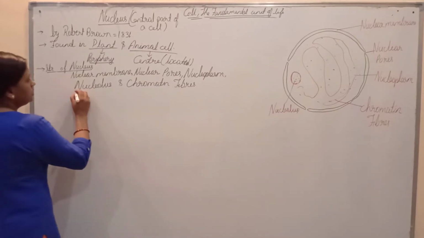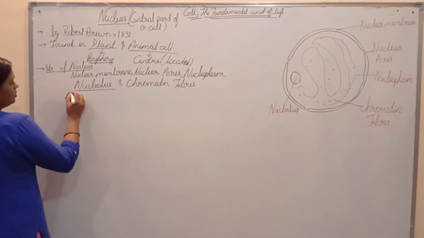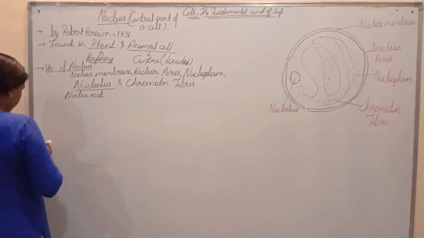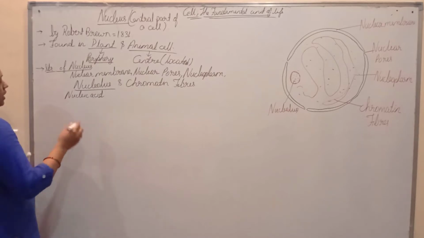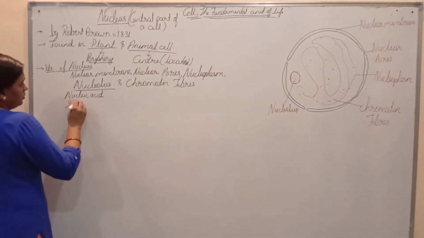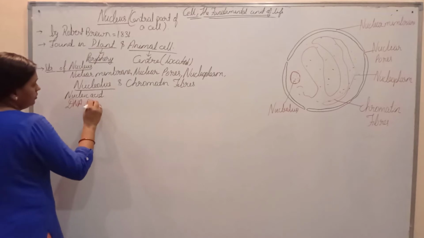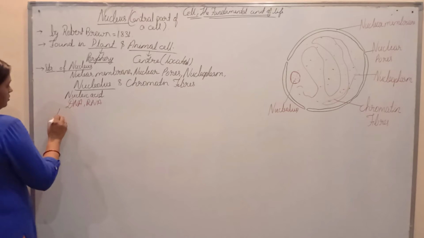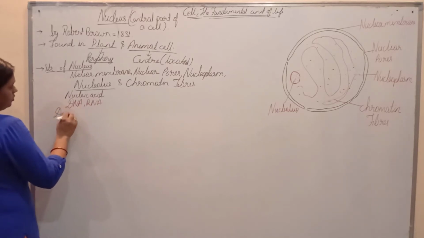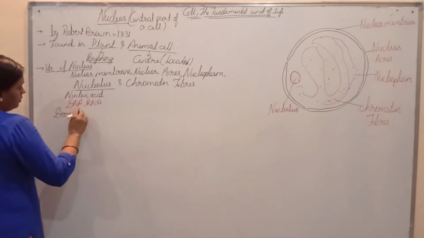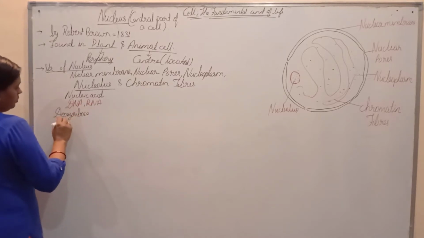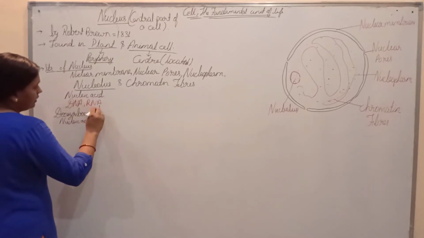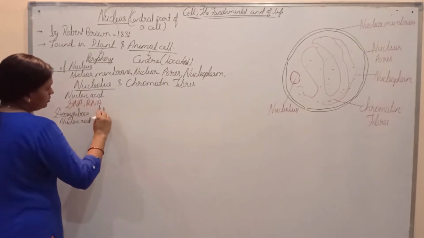Now this nucleolus consists of nucleic acids that are DNA and RNA. DNA is deoxyribonucleic acid, while RNA is ribonucleic acid.